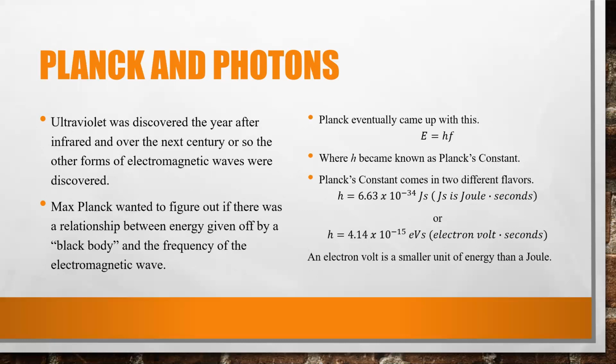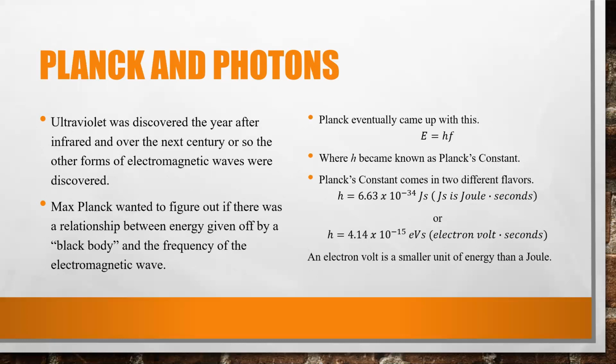Now there's two different versions of Planck's constant. I like to call them two different flavors. There's the joules version and the electron volt version. The joules version is 6.63 times 10 to the negative 34 joule seconds. Now don't really worry about the joule seconds. For the constants, we mostly put units on the end to make sure we get our answer in the units that we want them in. So 6.63 times 10 to the negative 34 joule seconds is the one if we want the energy in joules.